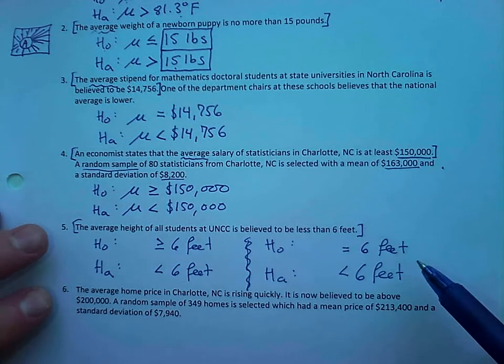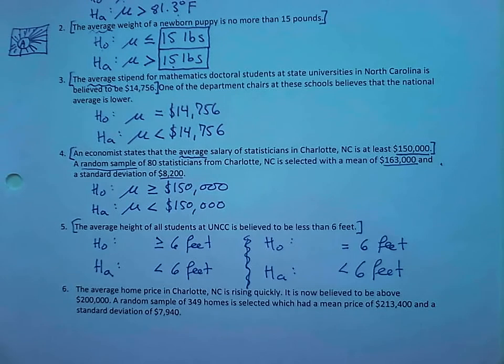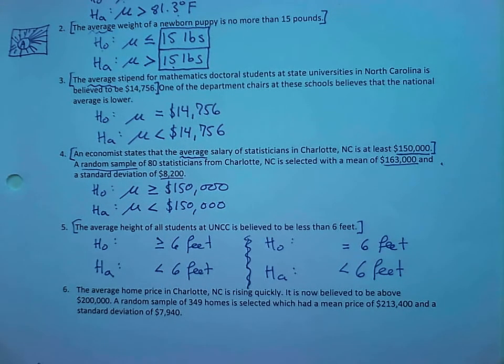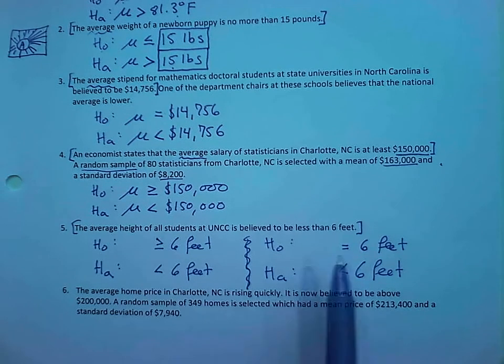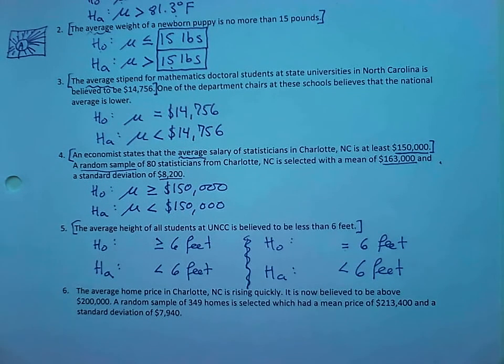So both of these sets of hypotheses are technically speaking correct for our course. If we're only given the alternative and not the null hypothesis, we can use either one of these symbols as the null hypothesis. Alright, so let's finish off this problem.